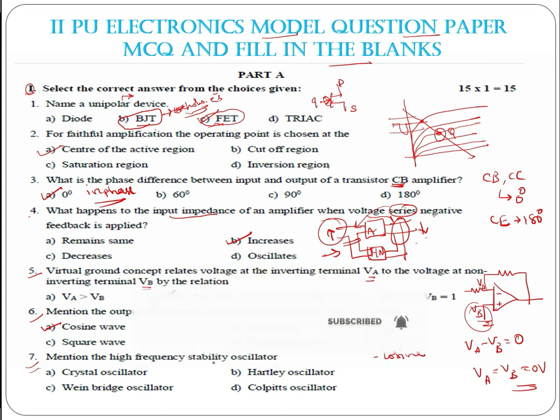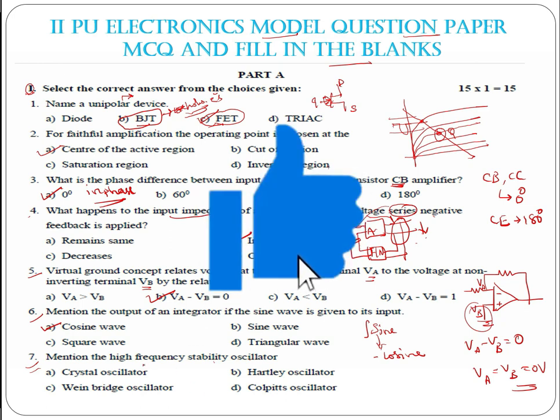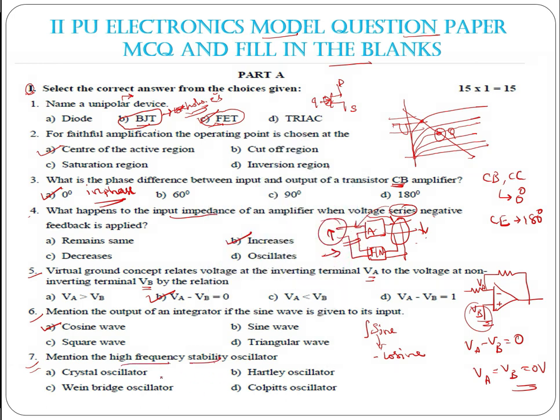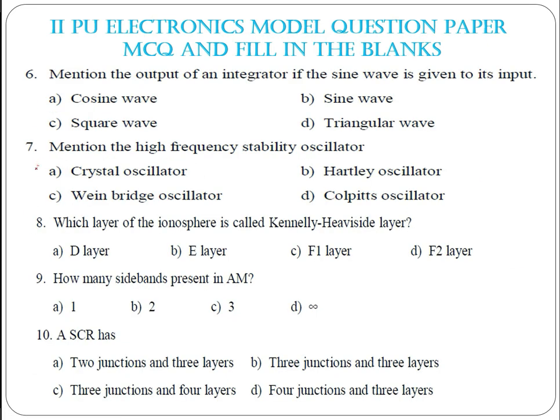Mention the high frequency stability oscillator. High frequency stability is one and only crystal oscillator. That is why it is used in computers, laptops, mobiles, watches, etc. Okay, I think these two questions are repeated. I'll go to the next question.